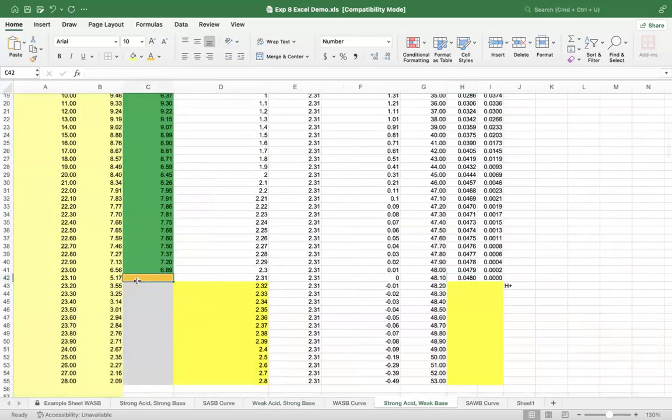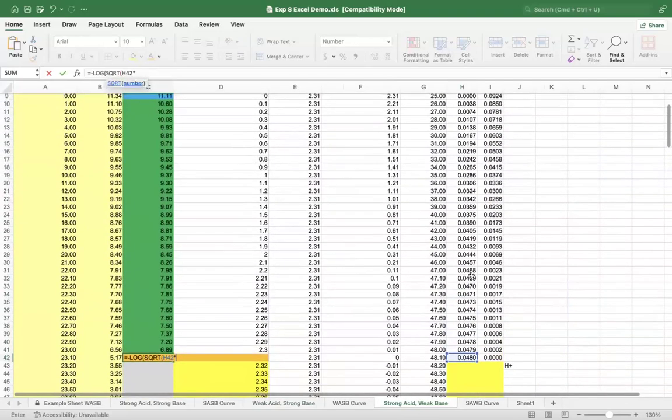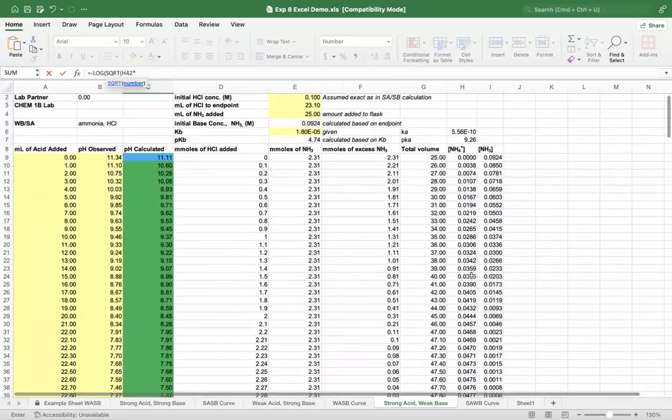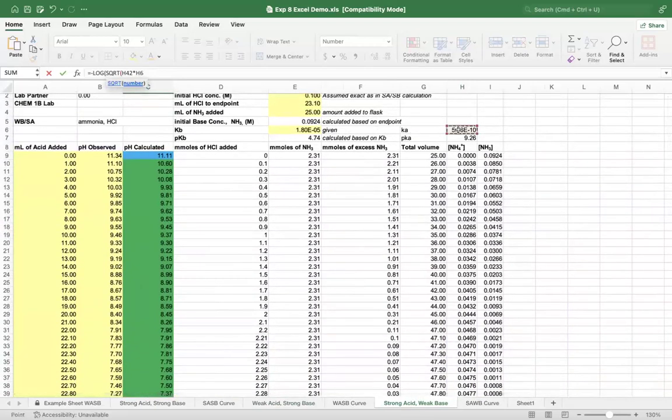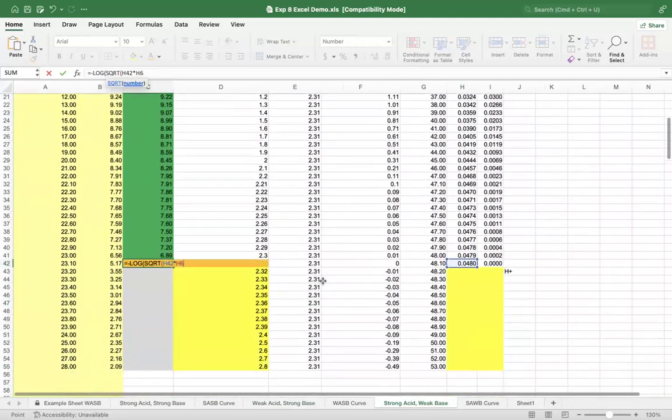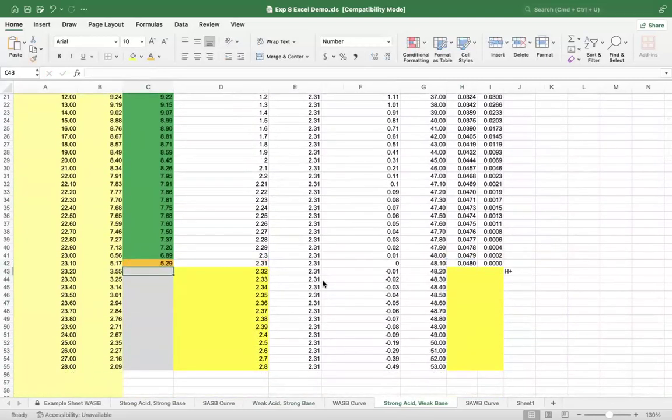So let's do it. Equals negative log of the square root of this concentration of NH4 plus times the Ka. So that's why we bothered to go and have it in a cell that we could click on. Parentheses, parentheses, boom.